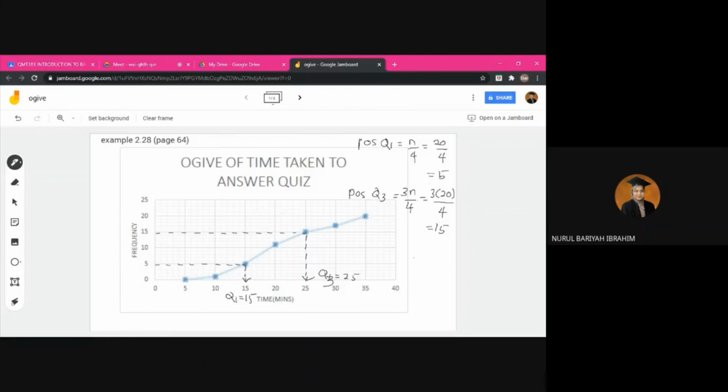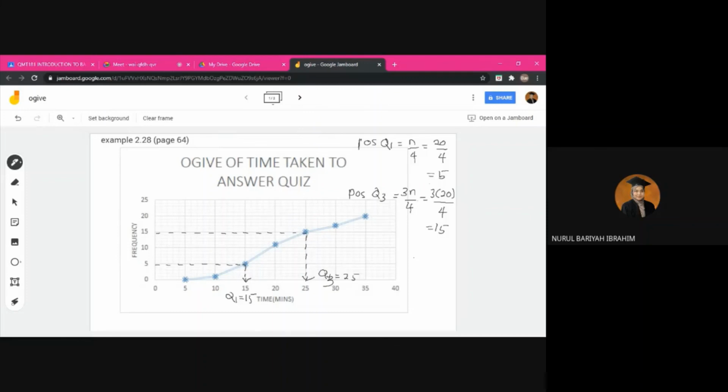That is the way how you find the Q1 and Q3 using the ogive, but make sure you draw the ogive properly. Kalau tak, the value yang you dapat will be differ. Okay.